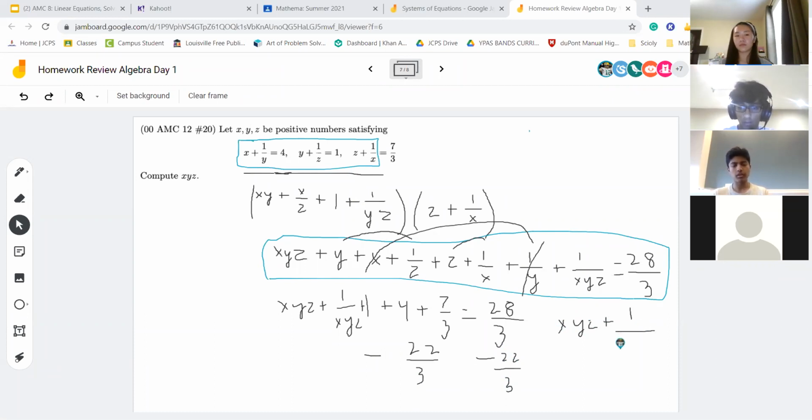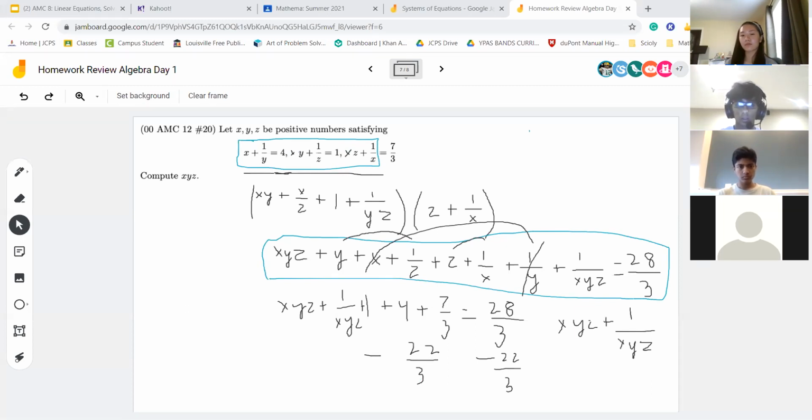How did you get the blue thing? So we took x plus 1 over y plus 1 over z, and x plus 1 over z plus 1 over x. We multiplied those two expressions together, and then we multiplied their respective right-hand sides together. So when we multiply the three expressions together, we get the sum including 1 over xyz. And the thing on the right, we got 28/3 by doing 4 times 1 times 7/3. So we just multiplied the three expressions together.